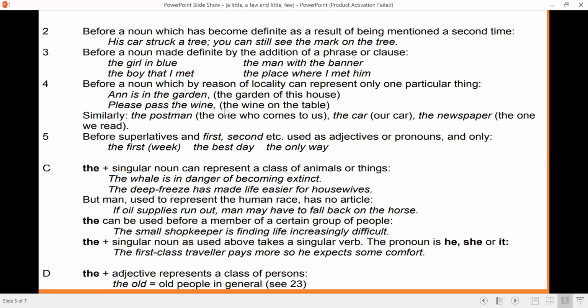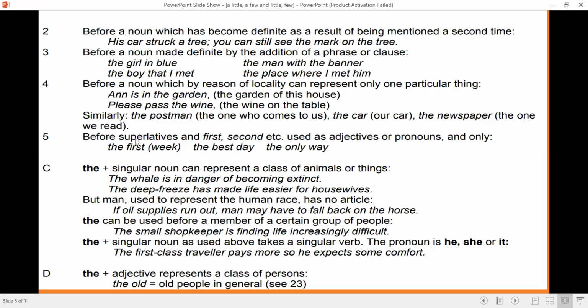Please pass the wine. The wine means the wine on the table, the wine you are referring to. You are making that wine one particular thing, not any wine. All right. When you say please pass the wine, it means that wine which you are pointing to, which you are referring to. No, it doesn't mean any wine. Similarly, the postman, the one who comes to us, the car, our car, the newspaper, the one we read. So when you are using the before such nouns, you are making them one particular thing.